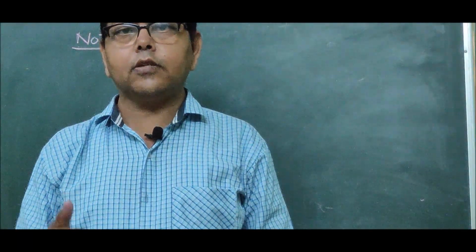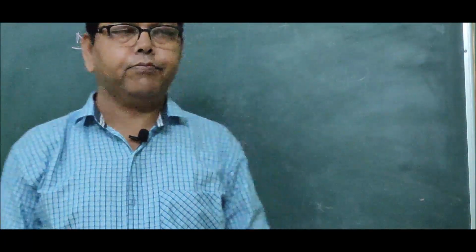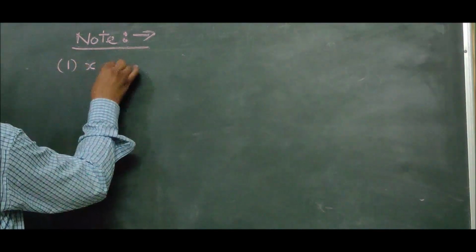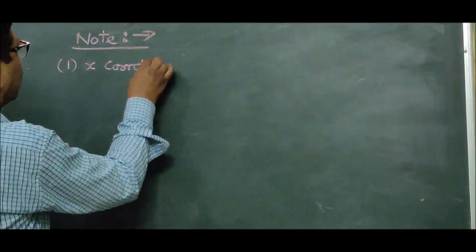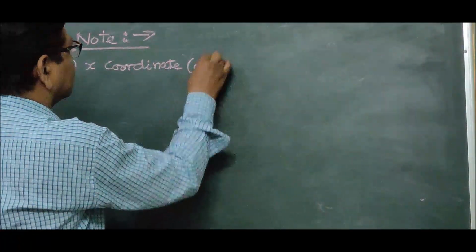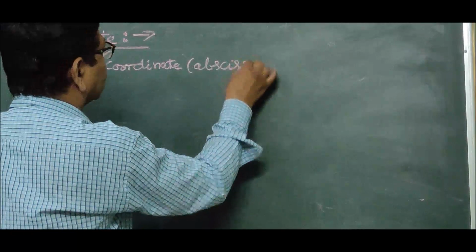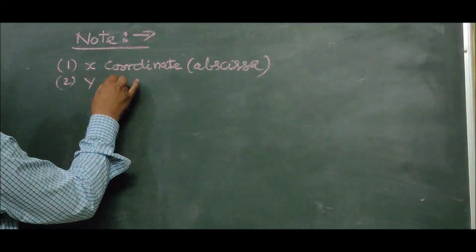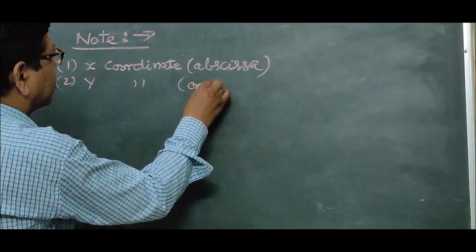So let us discuss some important points. First, x coordinate has a special name. X coordinate is also known as abscissa, and y coordinate has a special name. Y coordinate is also known as ordinate.